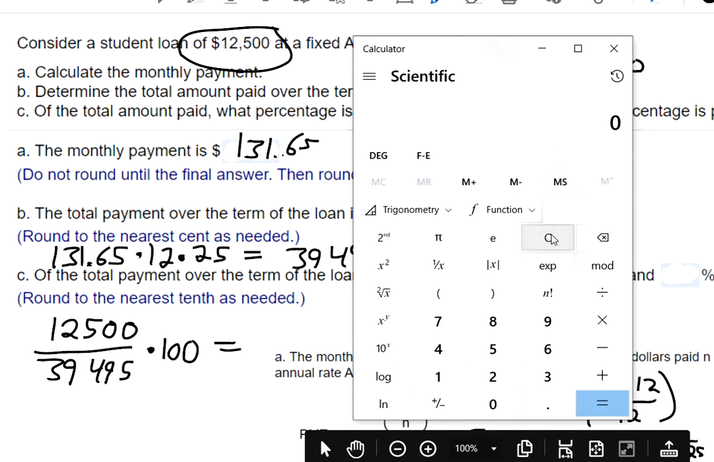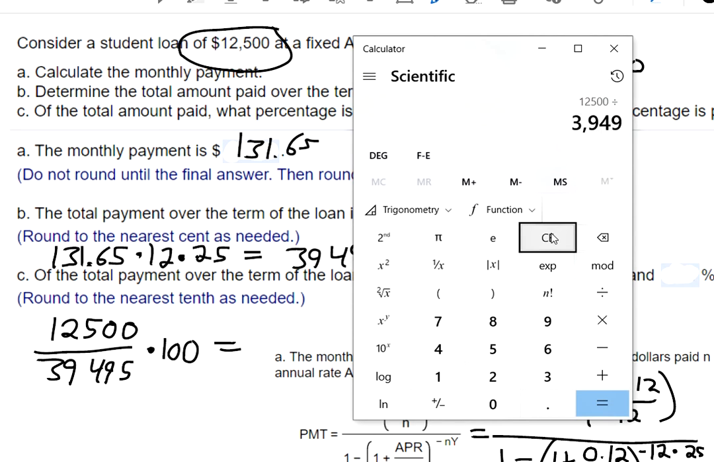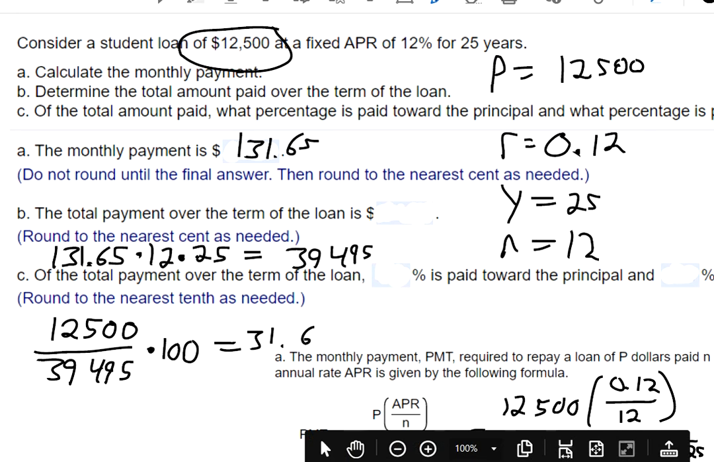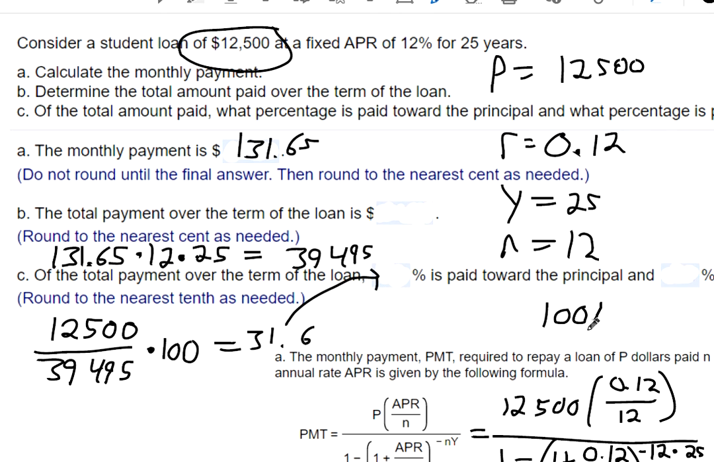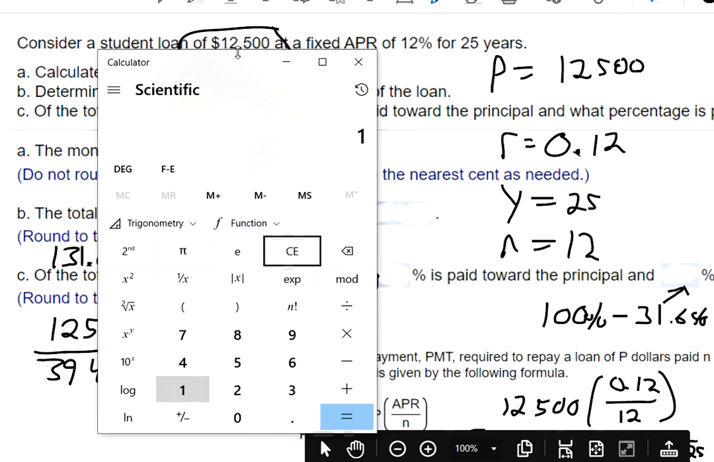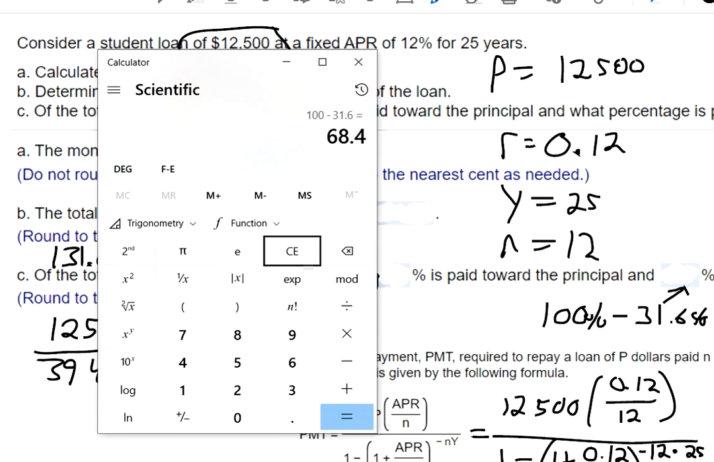So the percent of our payments that goes towards the principal is 31.6, rounded to the nearest tenth. So 31.6% goes towards the principal, and so that means the other 100% minus 31.6% goes towards interest. So for our interest, 68.4% of our money goes towards interest.